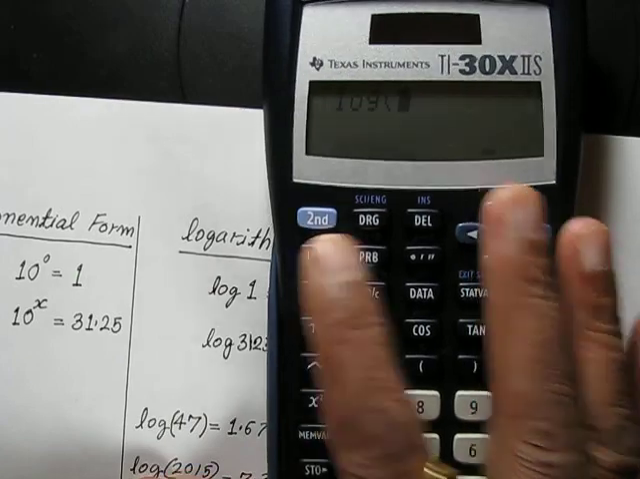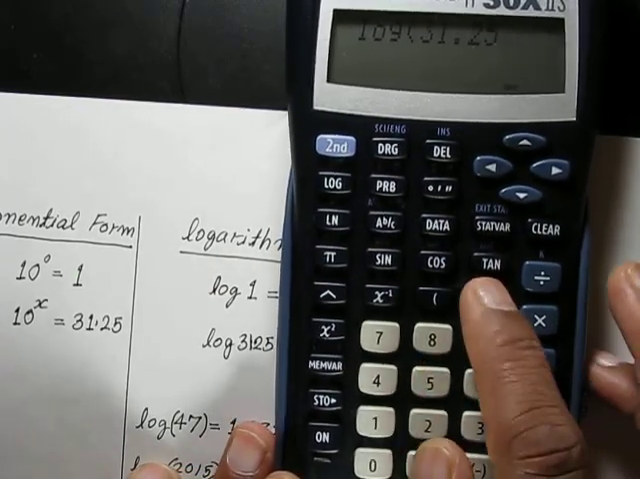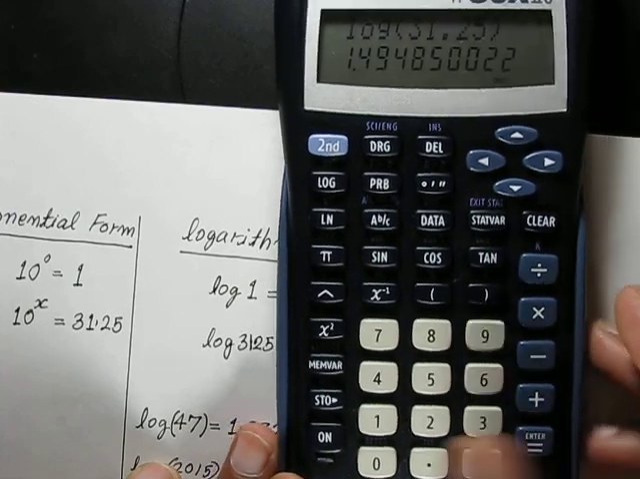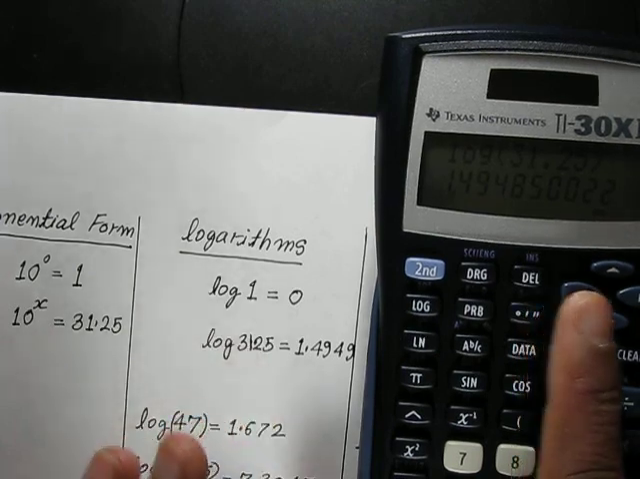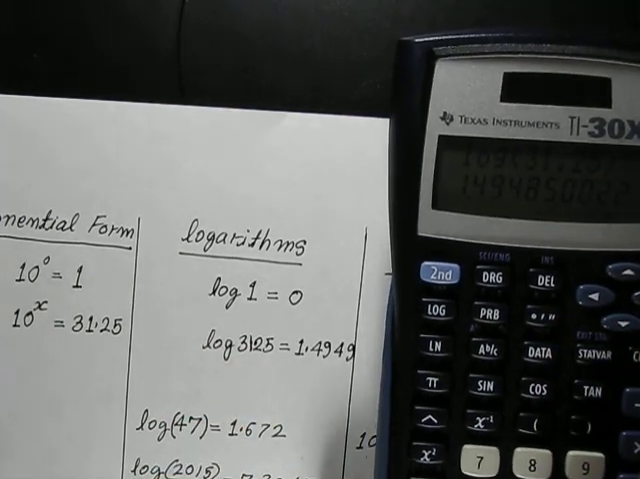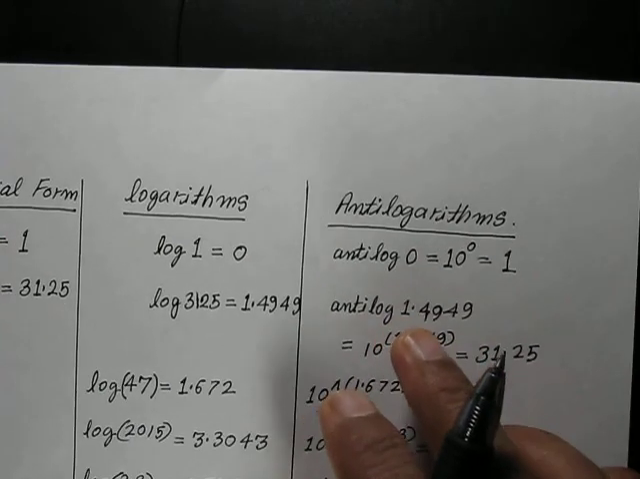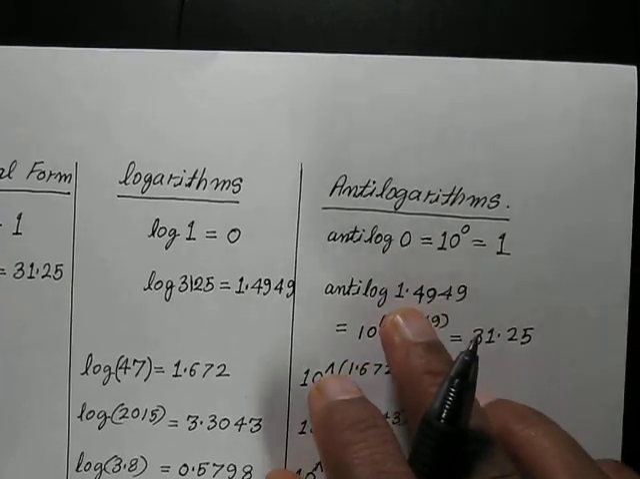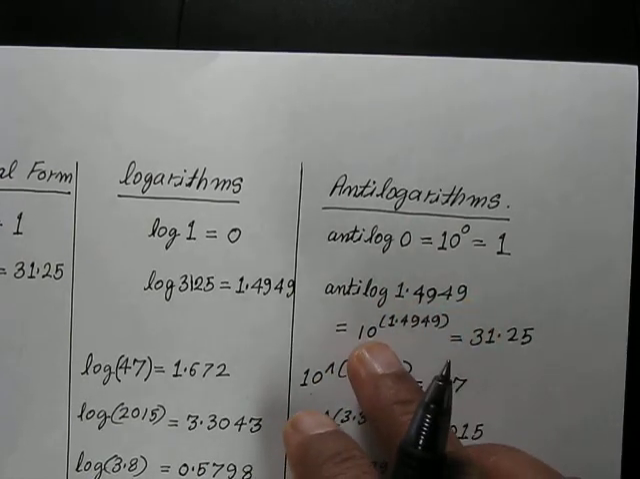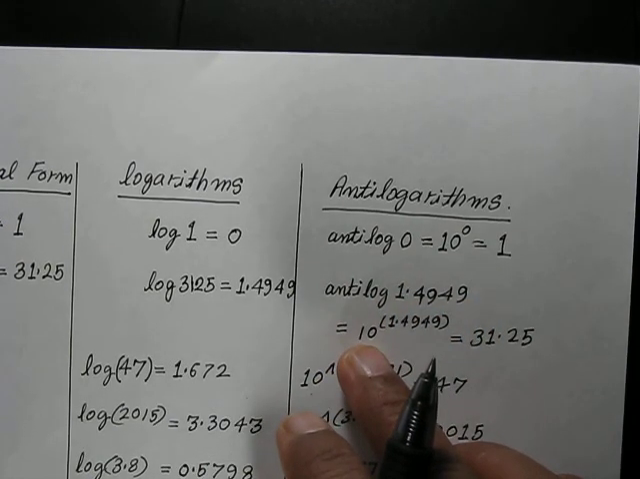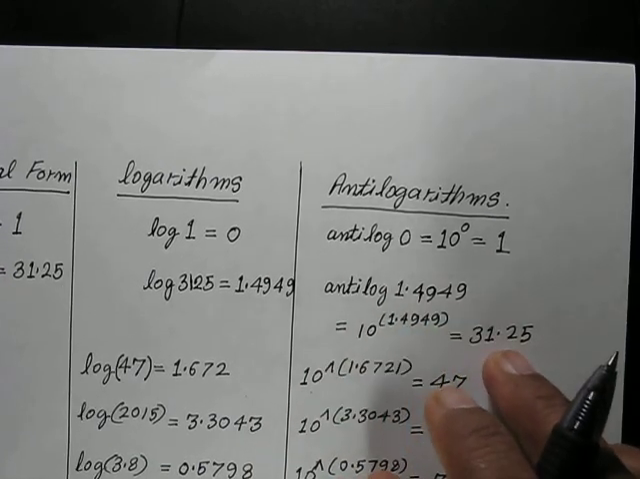So log 31.25 will be equal to 1.49485. So I'm just writing 1.4949, right? And if you take the anti-log of this, anti-log of power 1.4949, you have to write it like this: 10 raised to the power 1.4949 will be equal to 31.25.